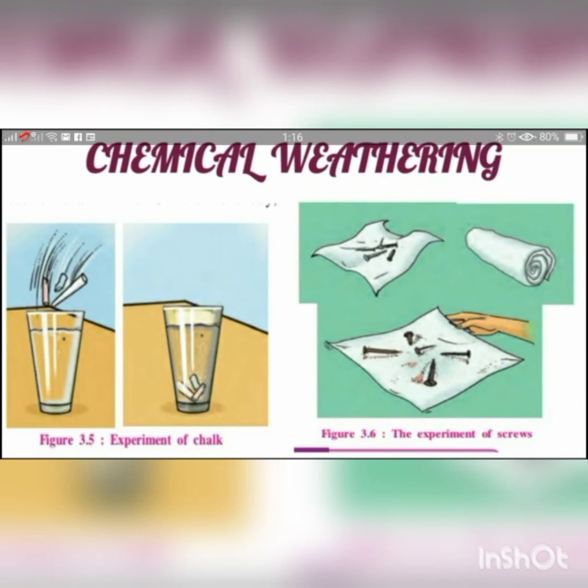In the next image, we are taking some iron nails. We wrap the iron nails in a wet cloth, and after 2 days we open it. In that cloth we will see some stains, like rust, and we can see those changes.